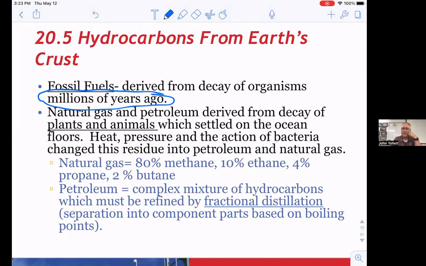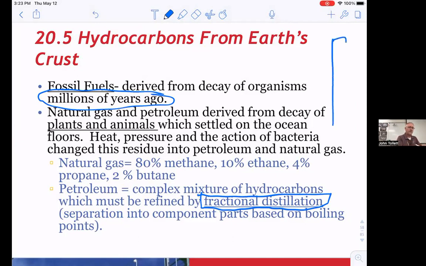Those things need to be separated. The way they're separated is by a process called cracking or fractional distillation. This is done in a refinery. What people do is heat up the sludge, the basic petroleum product that you have once it's filtered out, and separate it by boiling point. So you heat it up in a stack, and I'll show you a picture in a second.